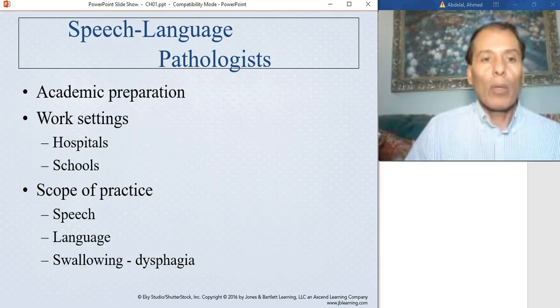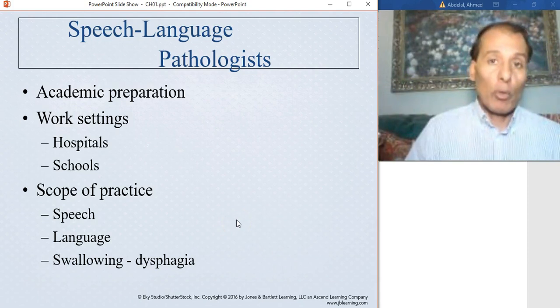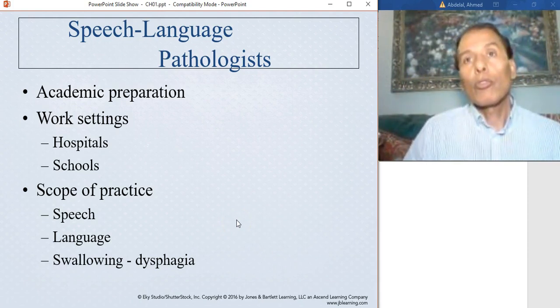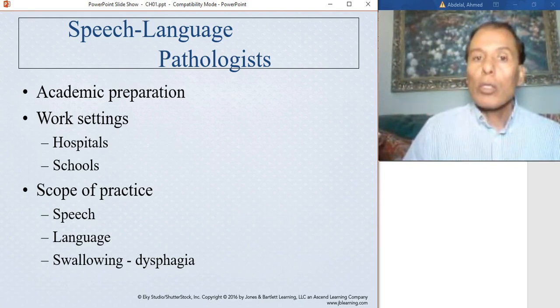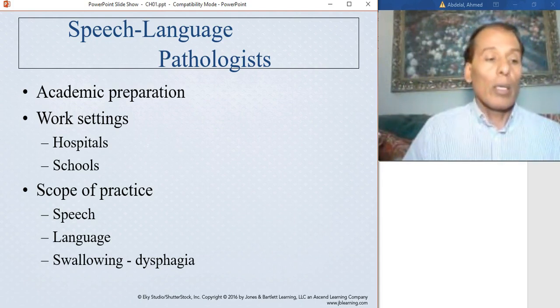For example, they work in hospitals, they work in schools, they work in rehab centers, they work for companies that produce resources and clinical materials. They work with the government. They work with insurance companies. They work in private practice. There's a lot of demand for speech-language pathologists, and it's not difficult to find a job nowadays.